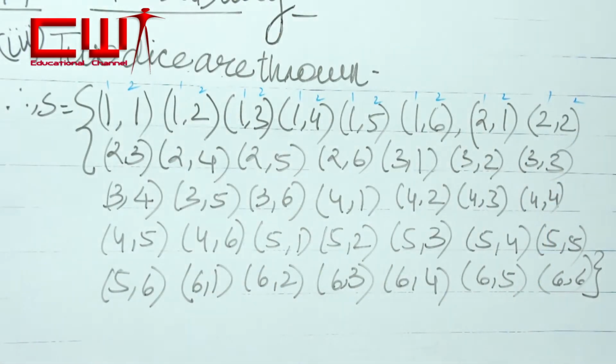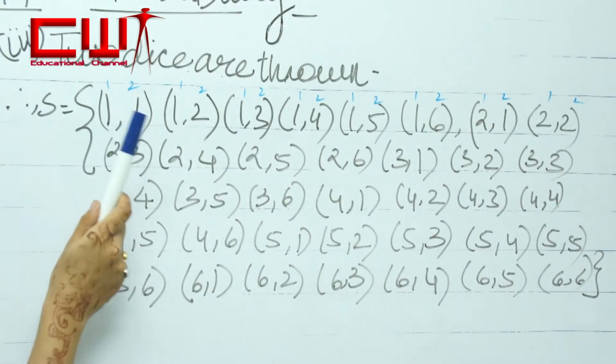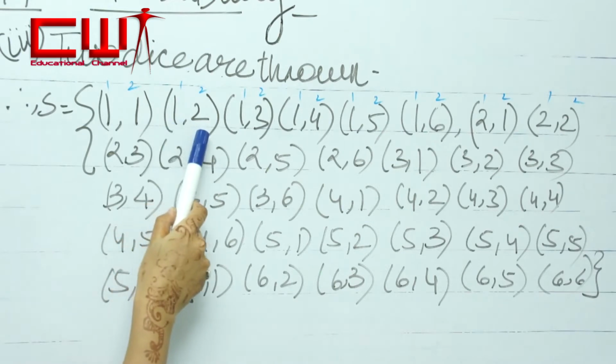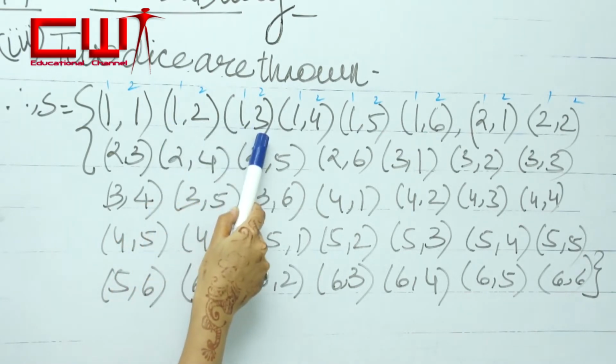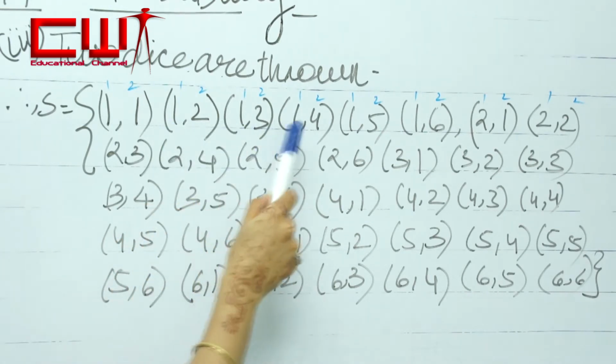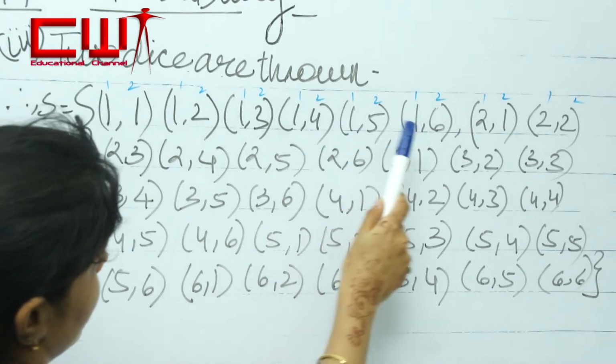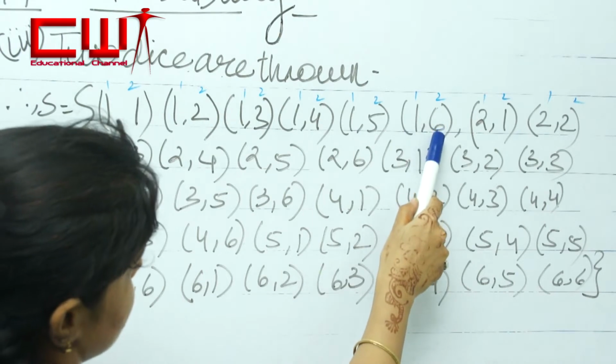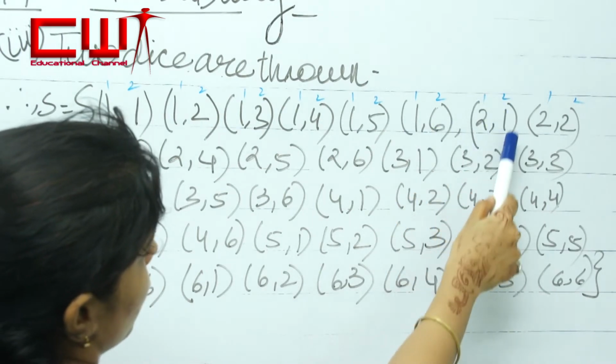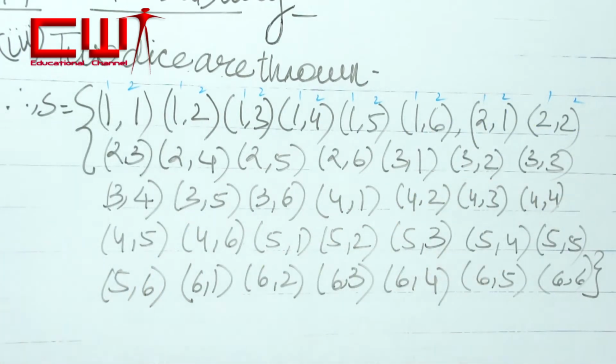So on the first dice you are getting 1, second dice 1. First dice 1, second dice 2. First dice 1, second dice 3. First dice 1, second dice 4. First dice 1, second dice 5. First dice 1, second dice 6. First dice 2, 1; 2, 2; and carry on till 6, 6. These are all the probable situations.